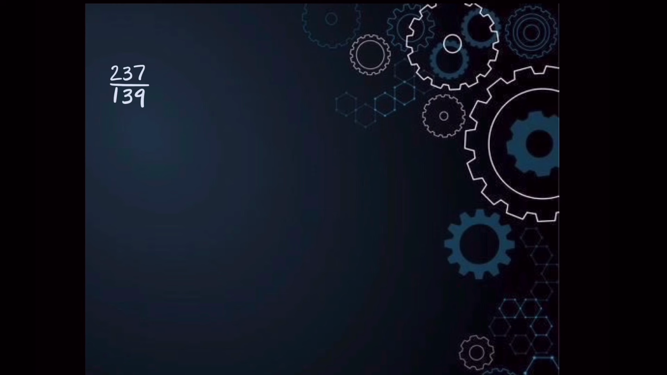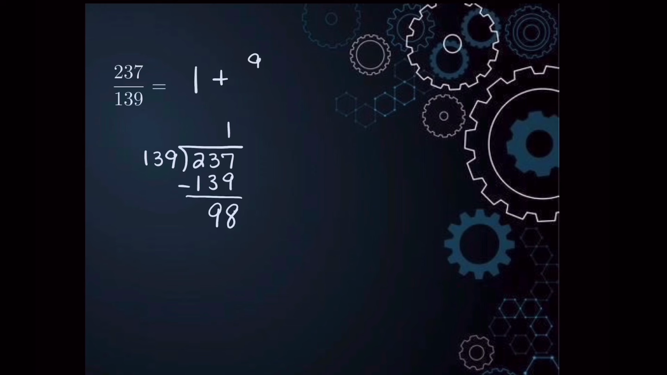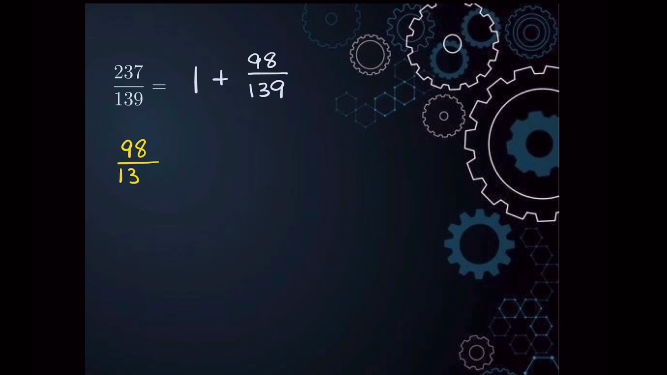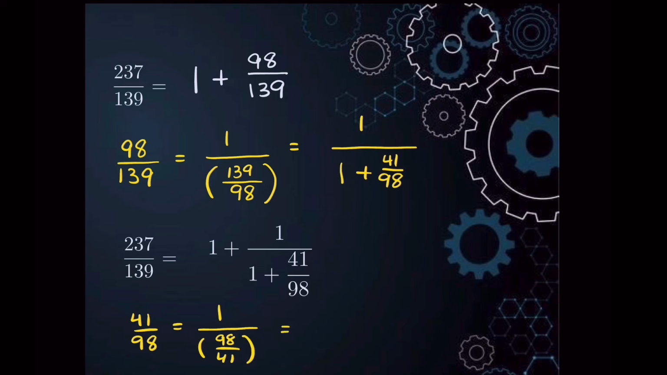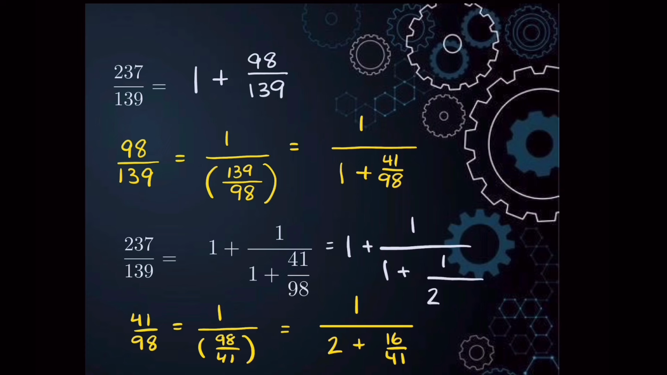Let's do another. 237 over 139. By starting with a little division, we can find the whole number part of this improper fraction to be 1, leaving us with a fractional part of 98 over 139. Now, working with the fraction part, we will express it using double reciprocals. And when we take the new improper fraction and split it into its whole number part and its proper fractional part, we can express it like this. And we'll continue to work on the fractional part until we can write it in a way where we have a simple continued fraction, where all the numerators are equal to 1.